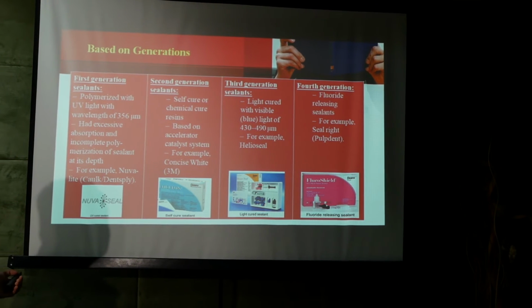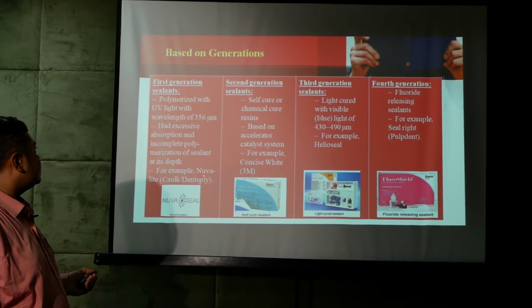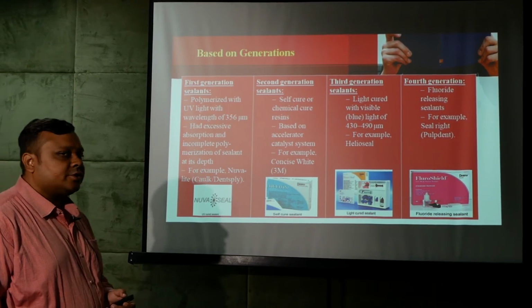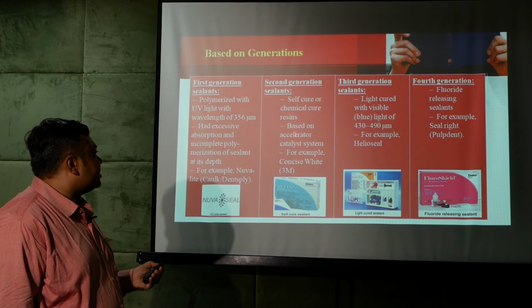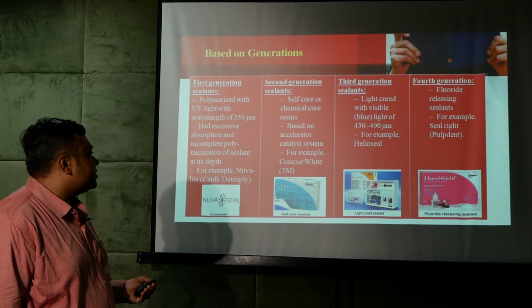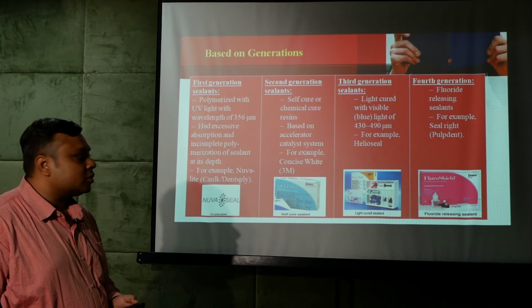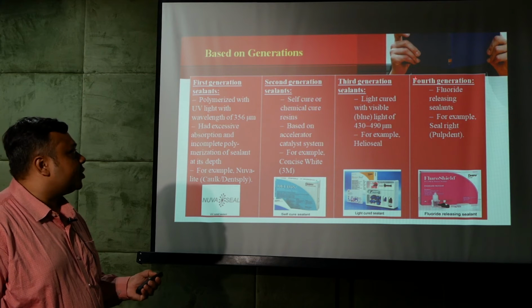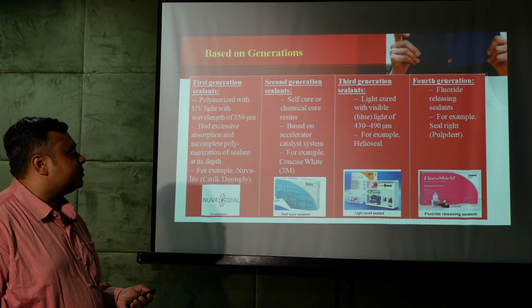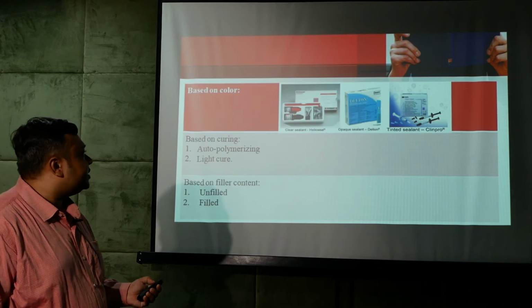We have shown examples. The first generation was NuvaSeal, which was introduced by Koch and Dentsply company. The second generation example is Concise White, which was introduced by 3M. It is a self-cure. The third generation of sealant was HelioSeal, light cured, and finally the fourth generation of sealant was PulpDent. It is a fluoride releasing sealant.